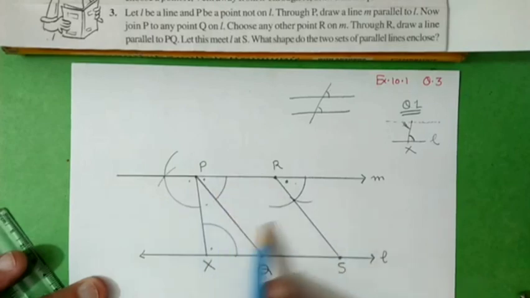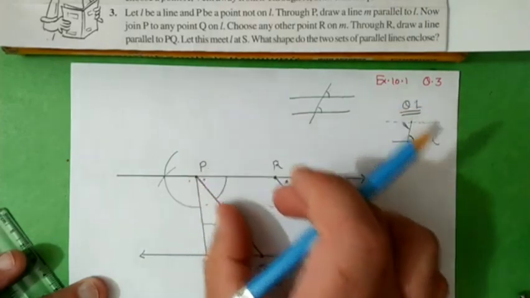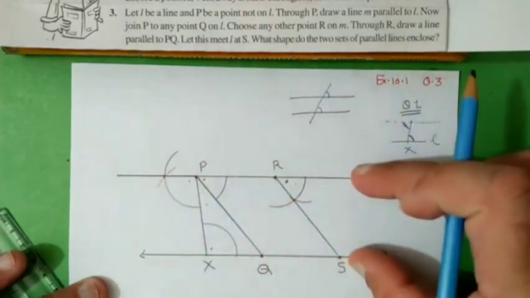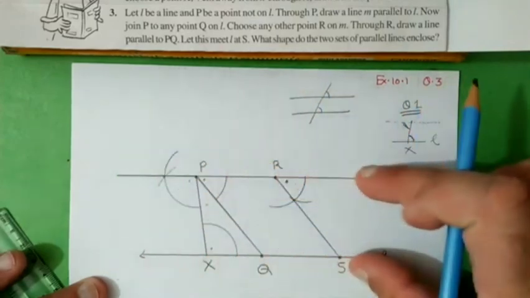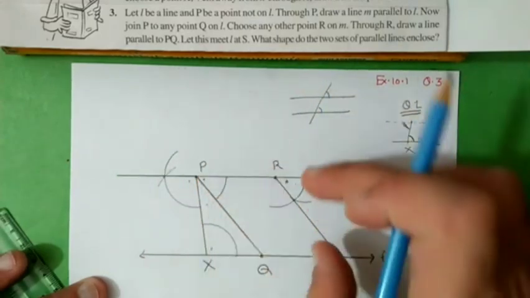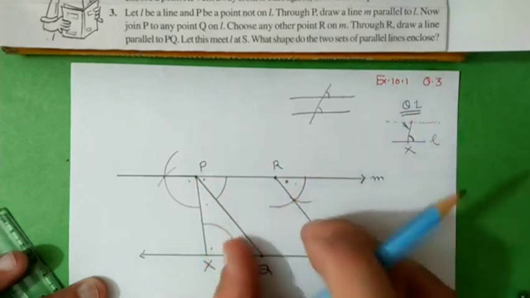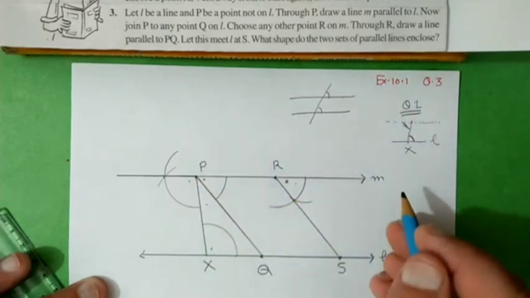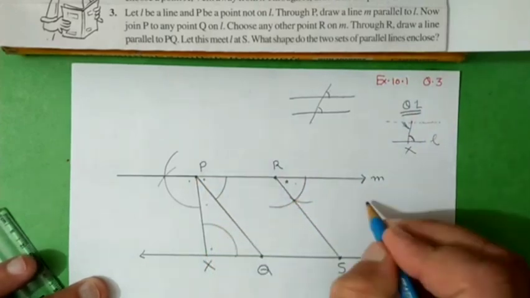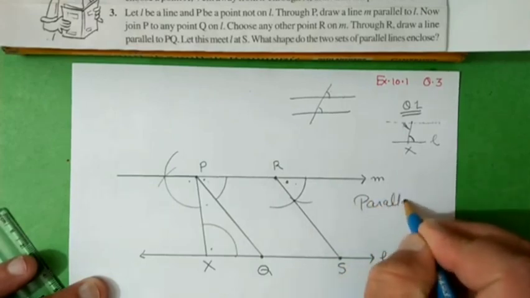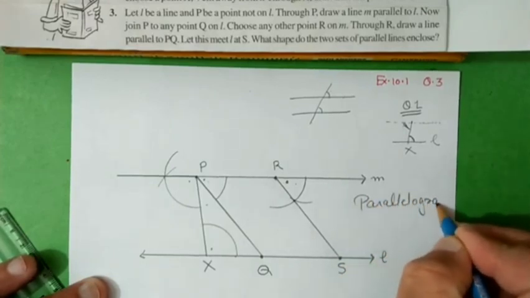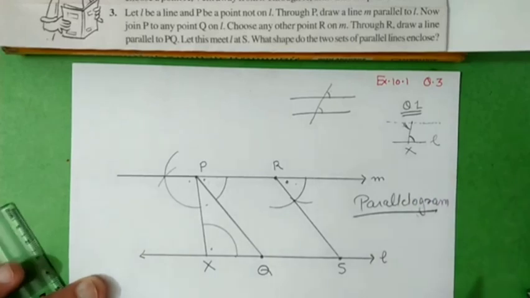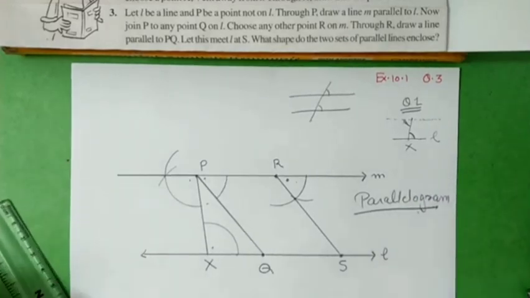PQSR. So PQSR is a quadrilateral. So which type of quadrilateral is made by parallel lines? These also are parallel lines. Okay, PQ and RS are parallel lines. So which shape do the two sets of parallel lines make? Parallelogram. Okay dear students, so like this we can solve question number 3.